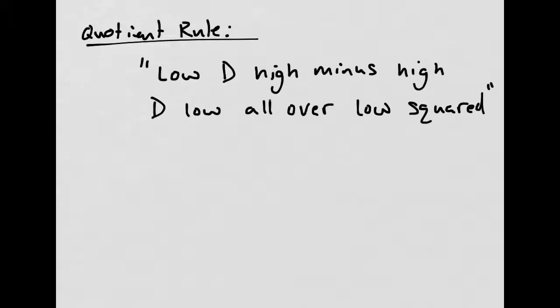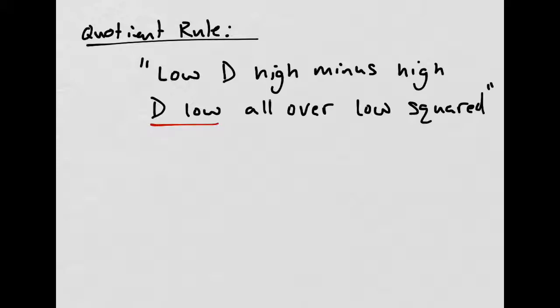So let me write that. Now, I'm not going to show a proof of this. If you want me to show you in class, I'd be happy to. It's kind of cool. You can use the product rule to do this, actually, and it's quite cool. But right now, low d high minus high d low all over low squared. And what do I mean by this? I mean the lower function. So the long way to remember is the lower function times the derivative of the higher function minus the higher function times the derivative of the lower function all over low squared.